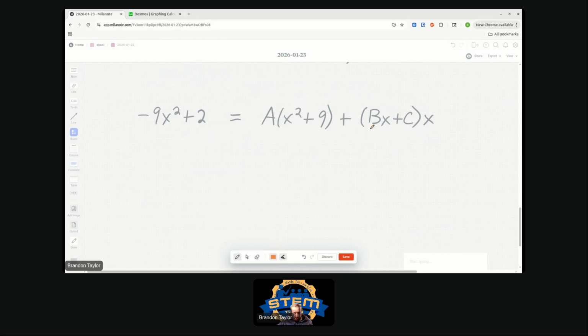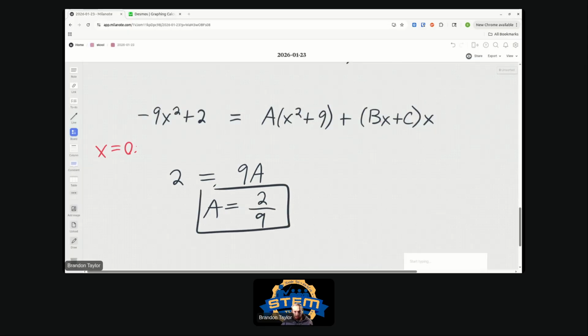But we can make this go away with one clever substitution. Hopefully that's clear. X equals 0. So let's give that a try, see what happens. We get -9 times 0 squared. So that's going to be just 2 on the left. And then we get a times 9. So I'll just say 9a, right? Because that's 0. And then this whole thing is going to be zeroed out. So hopefully that's clear. At least we just figured out that a is equal to 2/9. There you go. That's at least some progress.